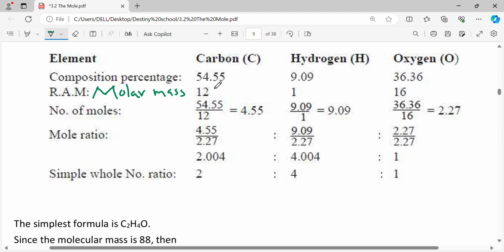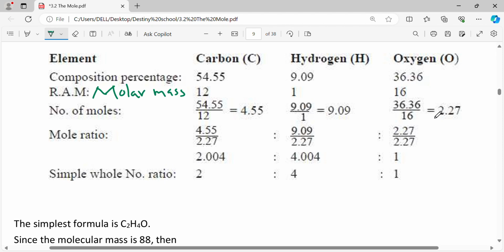You must always find the moles. And remember, moles is mass in grams over molar mass. And remember, I told you in this question, the percentage composition acts as the mass. So we are going to take the percentage, which is 54.55. You divide by the molar mass. So if you do so, you get 4.55.